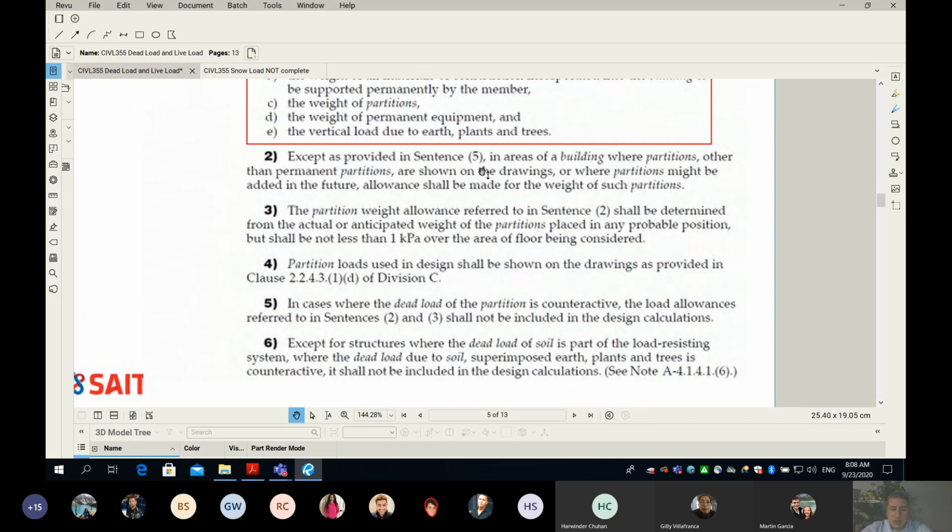So I'm going to go to number 5, because number 5 is something students have a hard time understanding. It says, number 5, in cases where the dead load of the partition is counteractive, the load allowance referred to in sentences 2 and 3 shall not be included in your design. Oh my God! Wow! It means in some cases, which are exceptions, we need to ignore the weight of the partition.